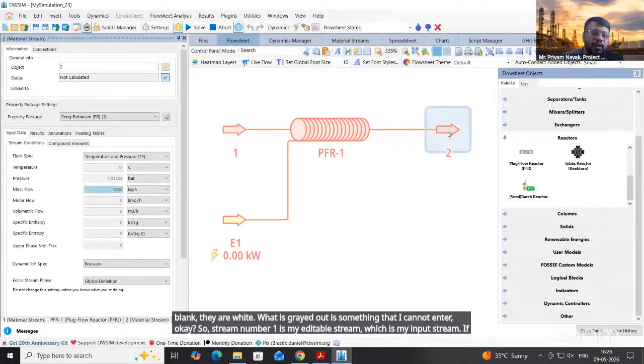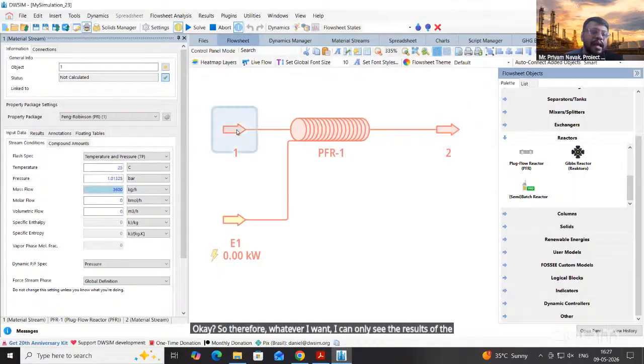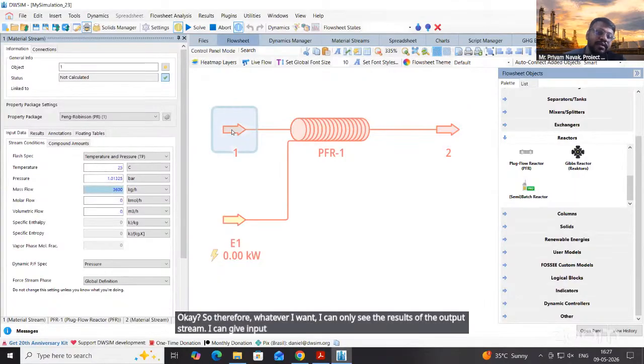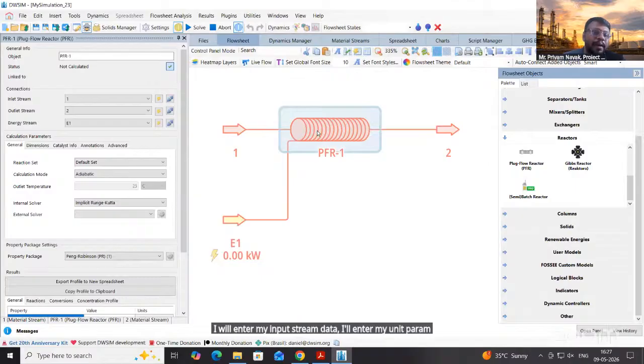If you click on stream 2, this stream is completely grayed out, which means that I cannot edit my output stream. I can only see the results of the output stream. I can give input here. You remember the definition of simulation that I gave you initially? I will enter my input stream data. I'll enter my unit parameters and my operating conditions here.